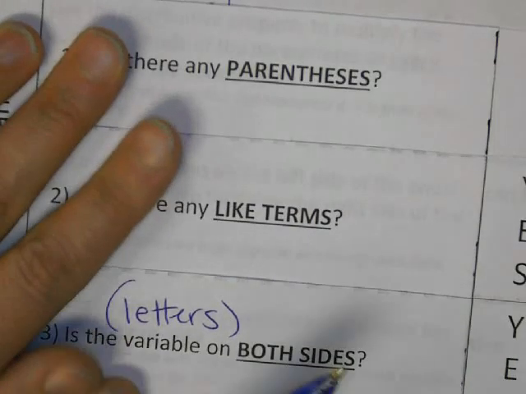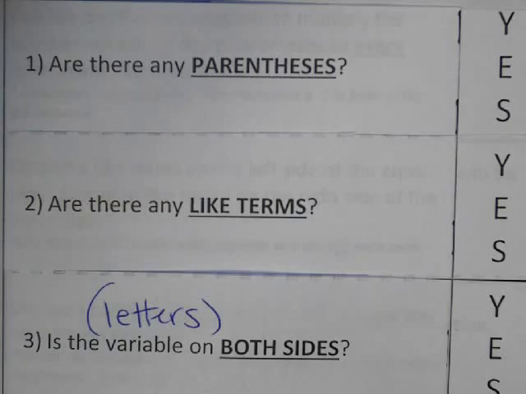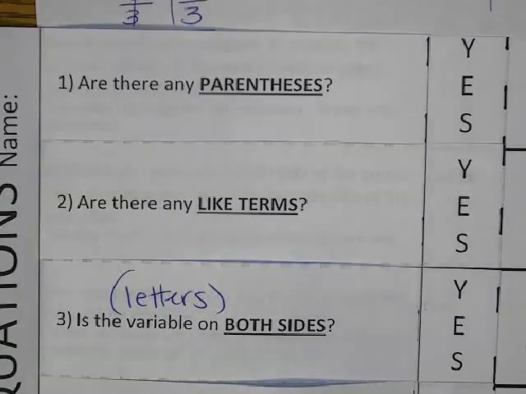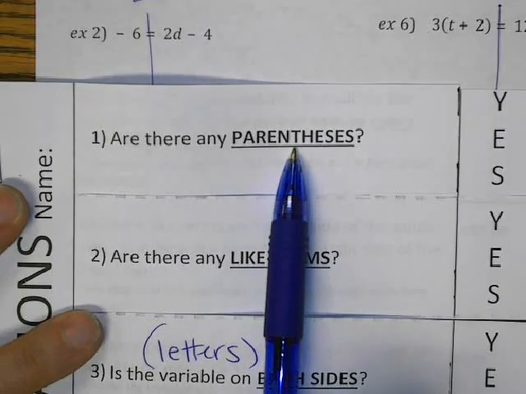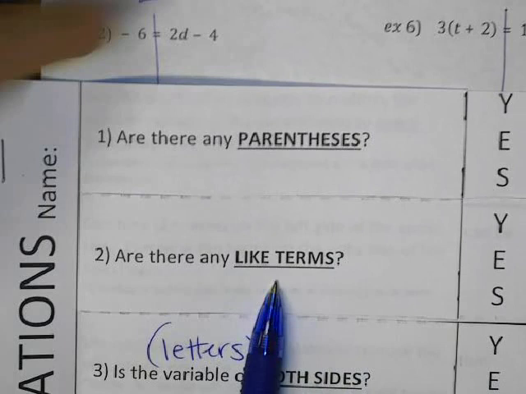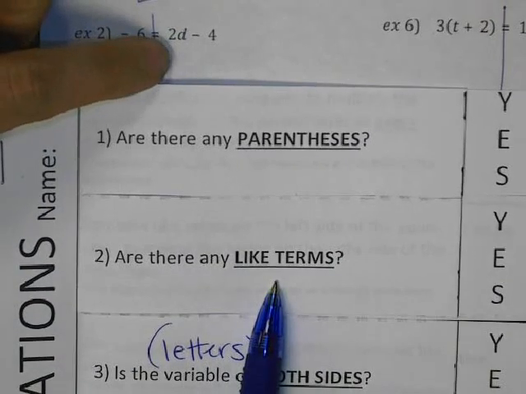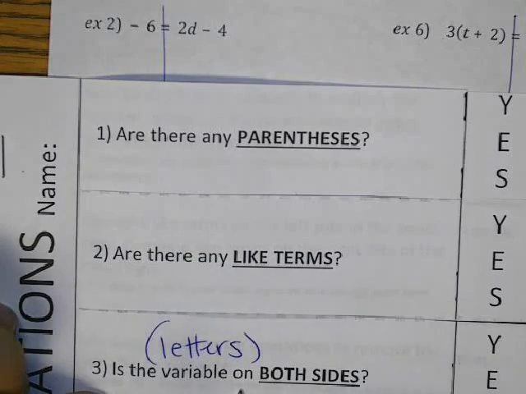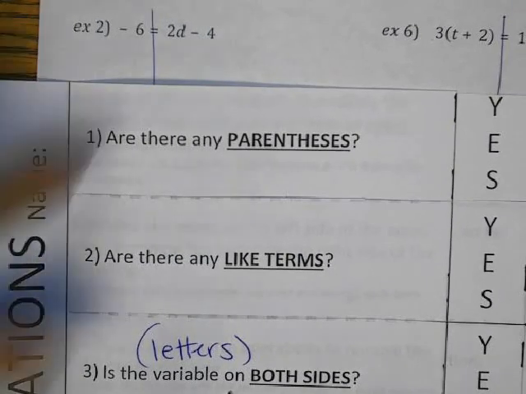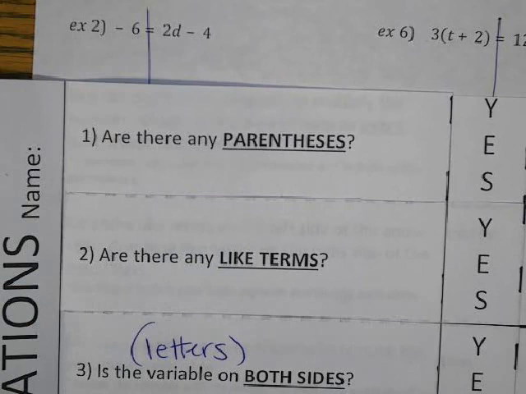So you go back to your flip chart and you close up all the flaps and you ask yourself all these questions. If the answers are no, then you really do just move on to the next step. That's what it says each time. So on number 2, are there any parentheses? No. Move on to the next step. Are there any like terms on either side? No. So you move on to the next step. Are there letters on both sides? No. So you move on to the next step.